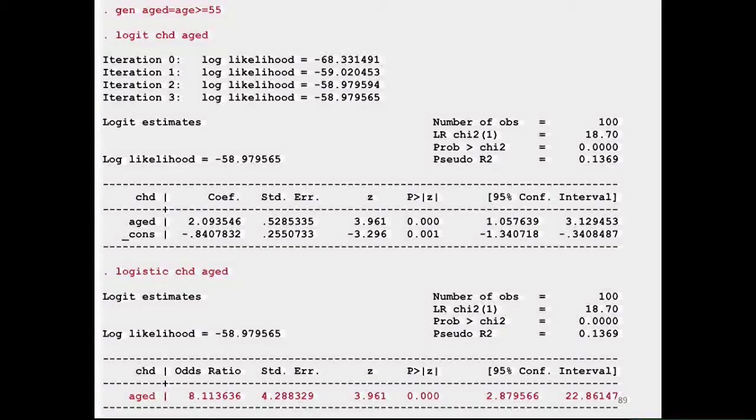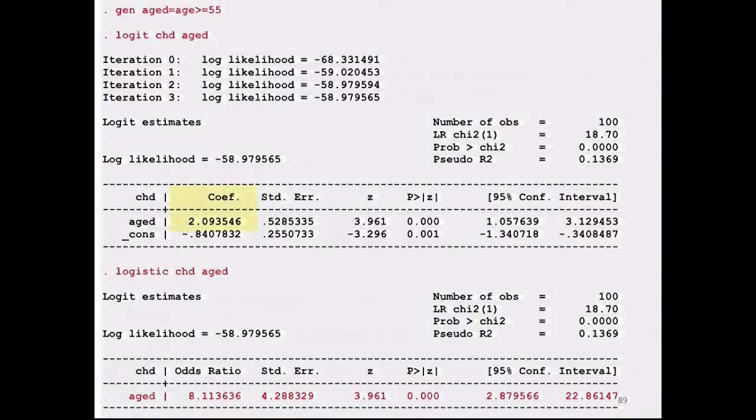The other thing you can do in STATA is say logistic CHD age d. If you say logistic, STATA runs up to this table, grabs this coefficient, exponentiates it, and produces the results down here, 8.11. So this says that the odds of CHD among individuals who are older is 8 times higher than the odds of CHD among individuals who are younger. So there it is. That's the odds ratio. It's done the work for you.